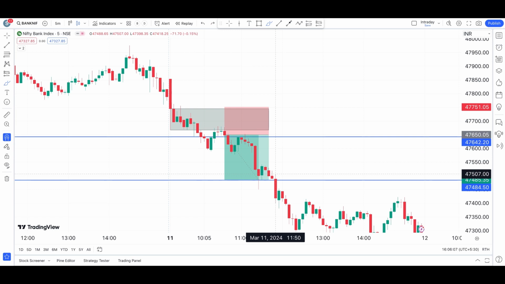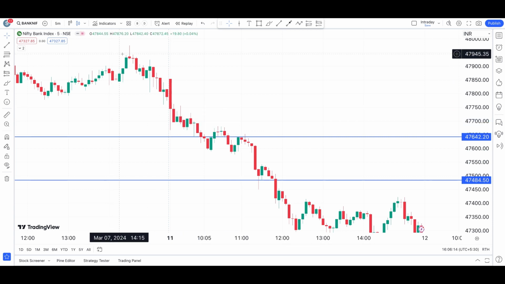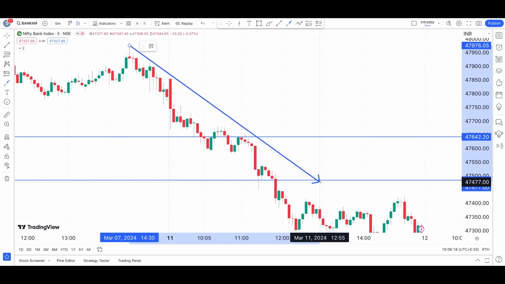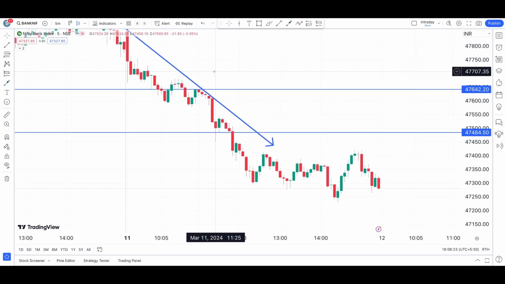So again, let's not get into so much confusion when the trend line is clearly showing you the direction, that is towards the downside. You could have simply relied on this trend line today.